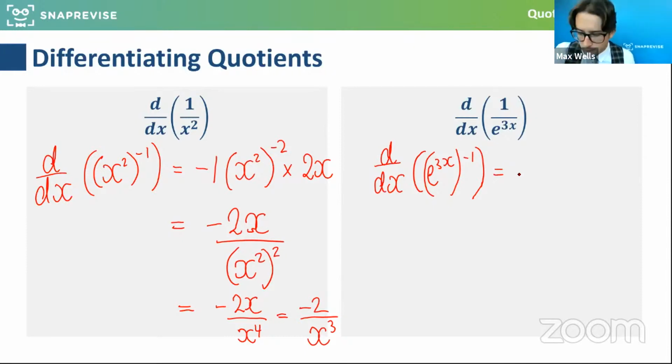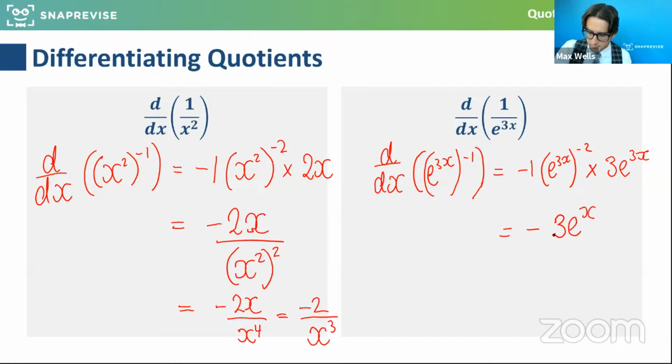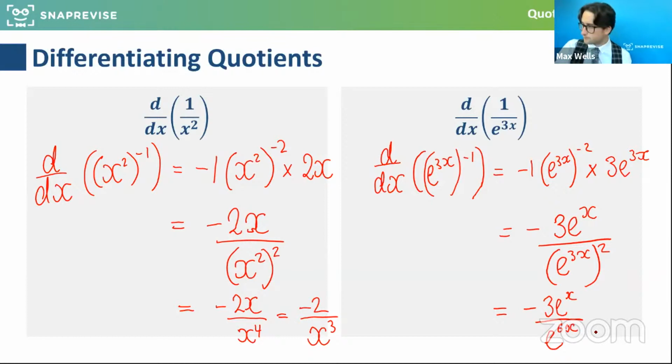And then what we would get is minus 1 e to the 3x to the minus 2 times by the derivative of e to the 3x, which is 3e to the 3x. And so this would become minus 3e to the x over e to the 3x squared, which we could tidy up as minus 3e to the x over e to the 6x. Okay, so that's that one.